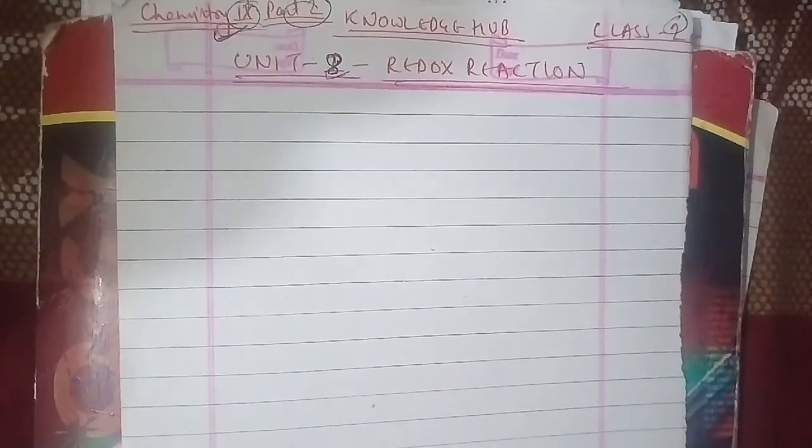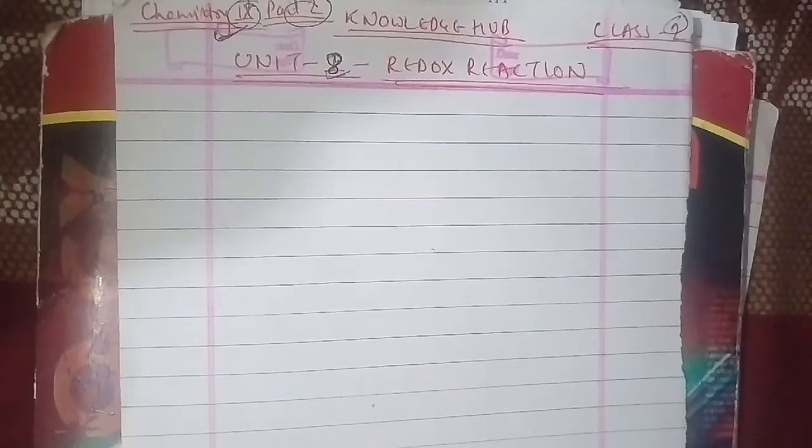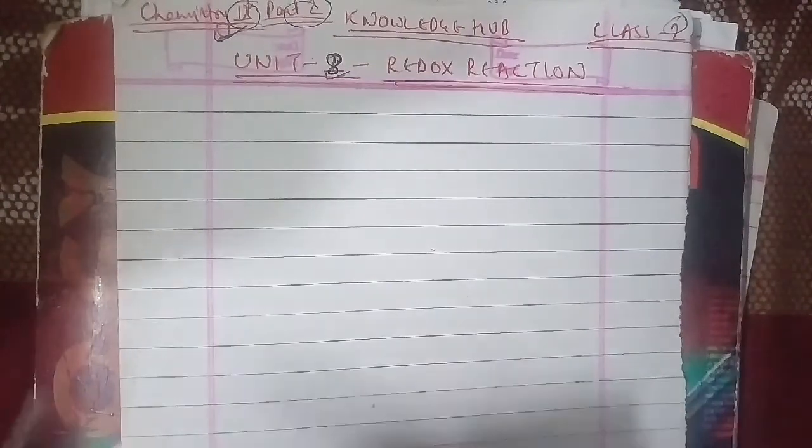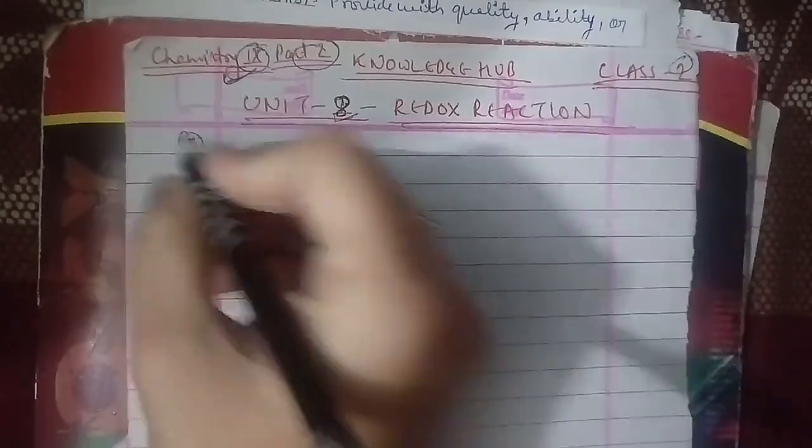So let's start. In the last class I had told you about redox reactions in terms of electron transfer reaction. That is the last topic we had done. We had explained reduction reaction, reducing agent, oxidation, reduction, oxidizing agent as well. We'll start discussing the question from here so that you will get to know about it.